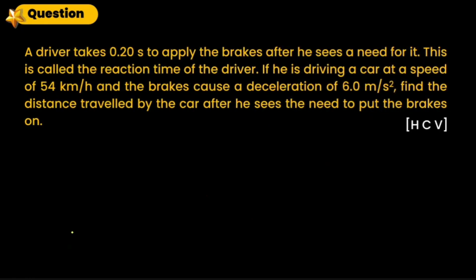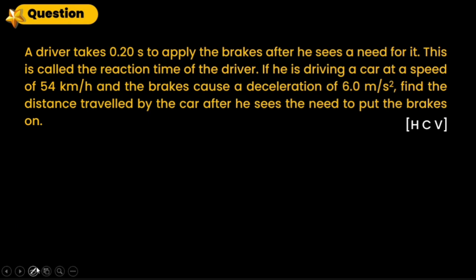Now there is again one such question based upon a different situation. The question says the driver takes 0.2 seconds to apply the brakes after he sees a need for it. This is called the reaction time of a driver. If he is driving a car at a speed of 54 kilometers per hour and brakes cause a deceleration of 6 meters per second square. Deceleration means retardation. When we apply the brakes, the rate of change of velocity is going to be in the negative direction, so the car is going to be stopped. This is what deceleration or retardation means. So the question says find the distance traveled by the car after he sees the need to put the brakes on.